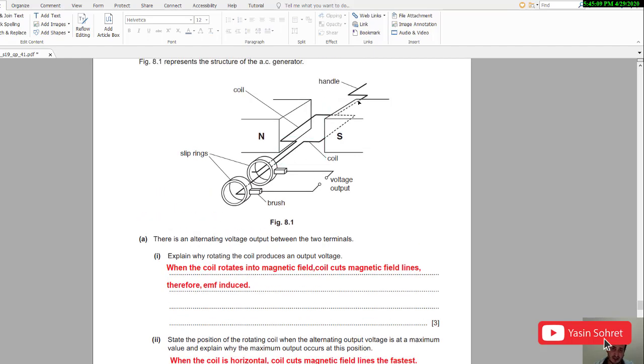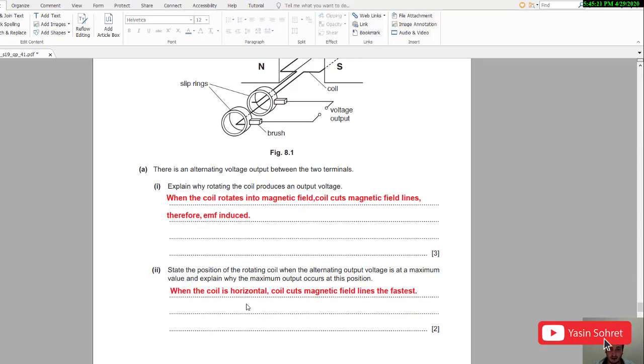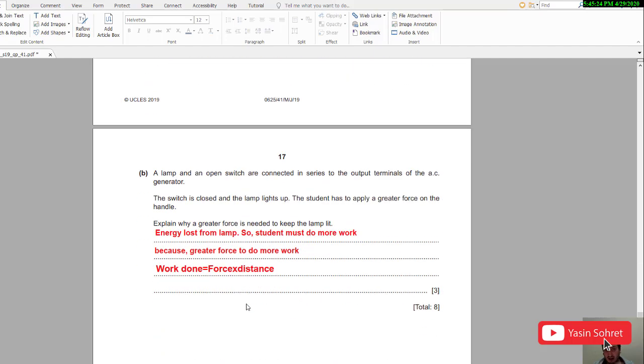When the coil is horizontal, the coil cuts the magnetic field lines the fastest. It's going to cut many more magnetic field lines when the coil is horizontal. A lamp and an open switch are connected in series to the output terminals of the AC generator. The switch is closed and the lamp lights up. The student has to apply a greater force on the handle. Explain why the greater force is needed to keep the lamp lit.